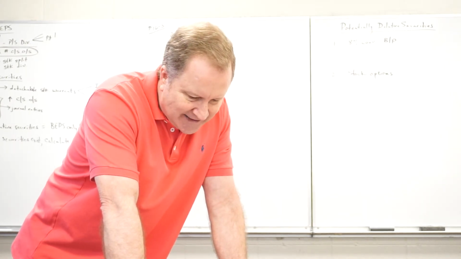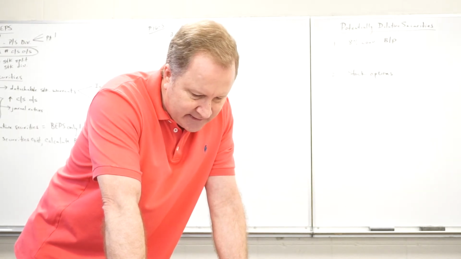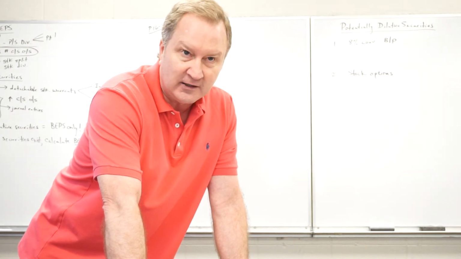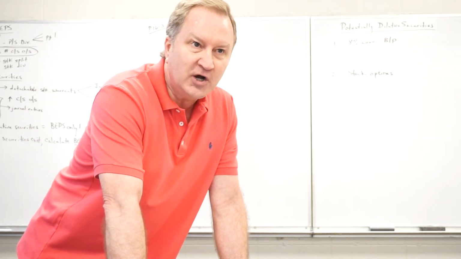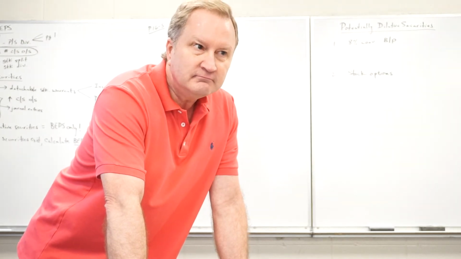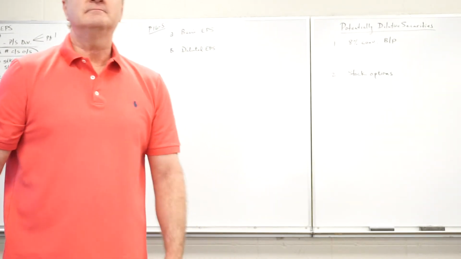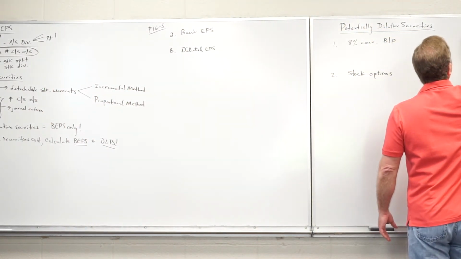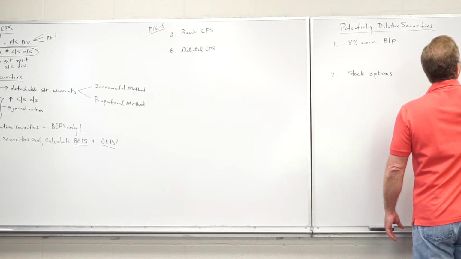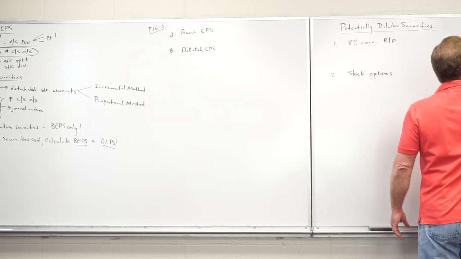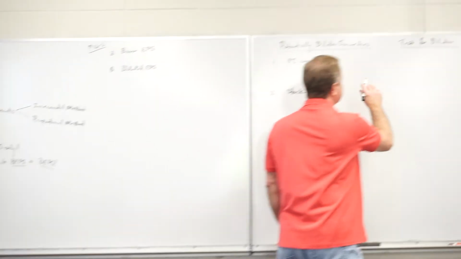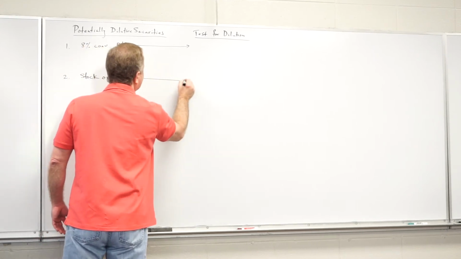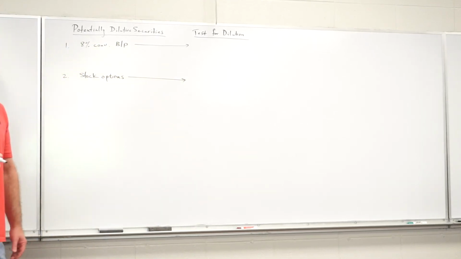Although no options were exercised during fiscal year 17, the average price per common share during the year was $20. Are these going to be dilutive? Yes. So I'm going to write out here, test for dilution, and I'm going to test each one of these. Well, I don't know enough about the bonds yet, but I do know enough about the stock options.